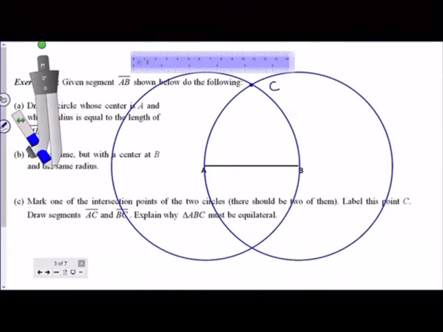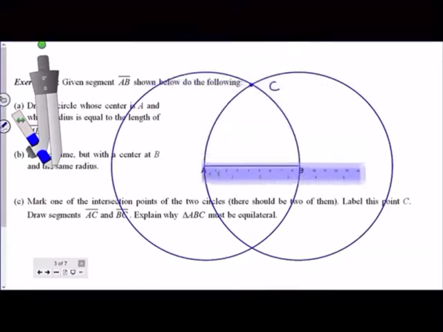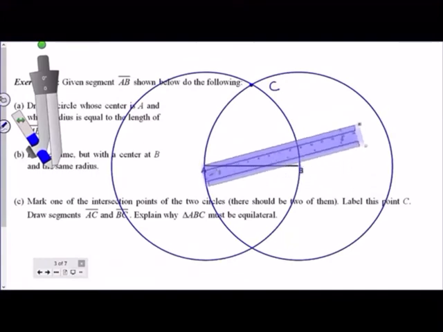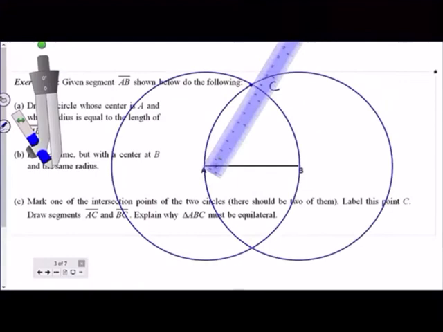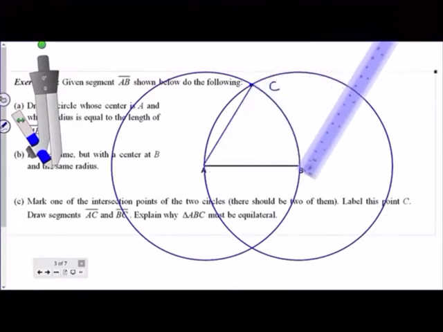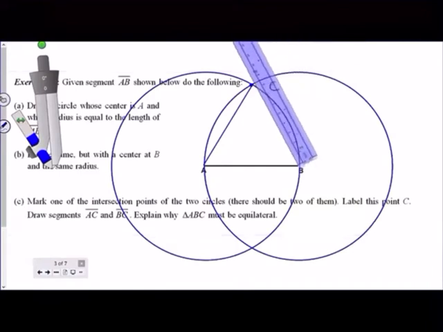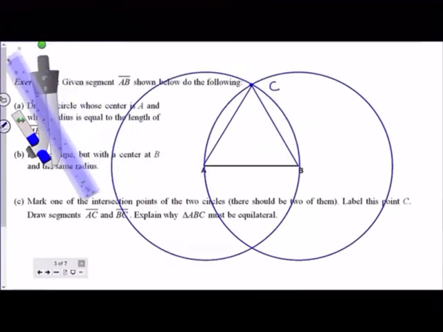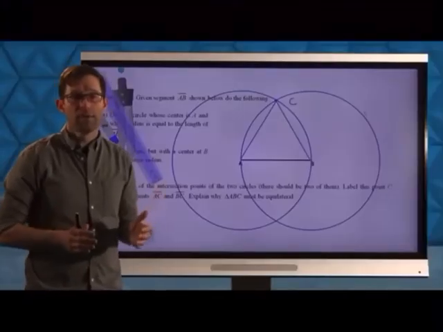Draw segments AC and BC. Well, let's take our straight edge out. That's simple enough. I will connect it to point A, rotate it up, and then do my best to draw that line segment in. Likewise, now I'll put it over at B. Again, draw the segment in, and get rid of my ruler. Finally, explain why triangle ABC must be equilateral.